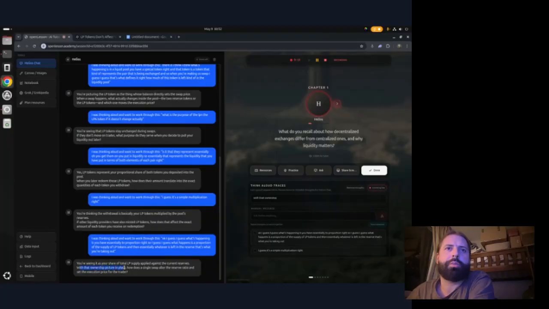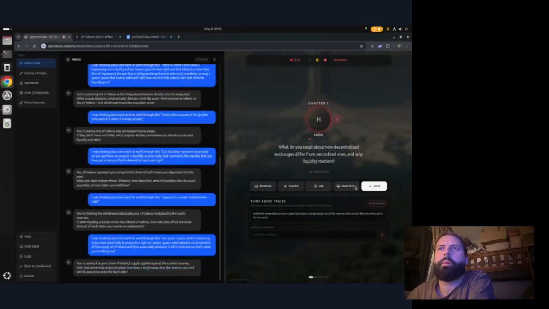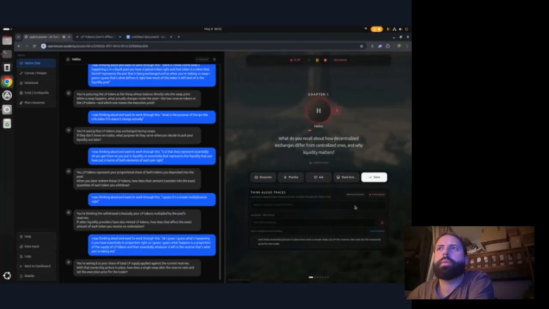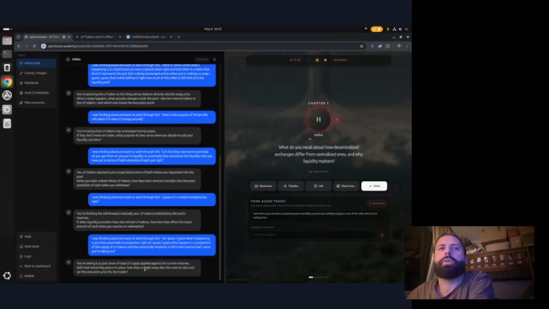With that ownership picture in place, how does a simple swap alter the reserve ratio and set the execution price for the trade? Well, when you execute a swap, because essentially you're adding supply to one of the sides and you're taking from another, then the ratio of one token and the other is what defines the price.